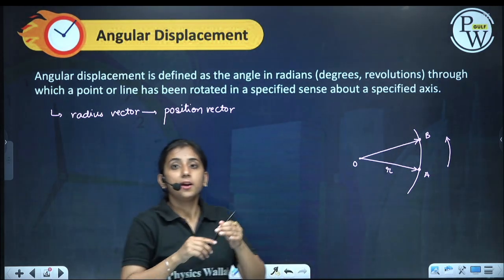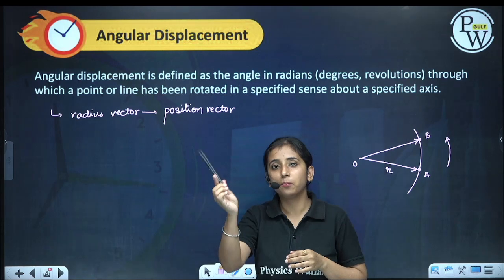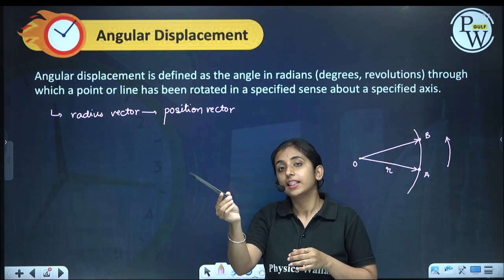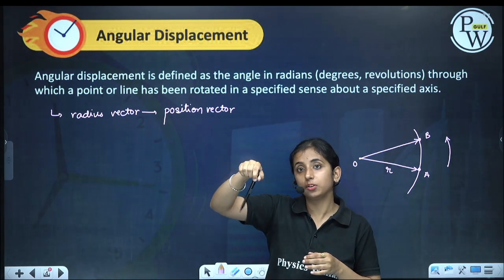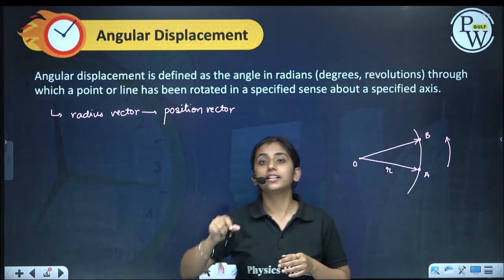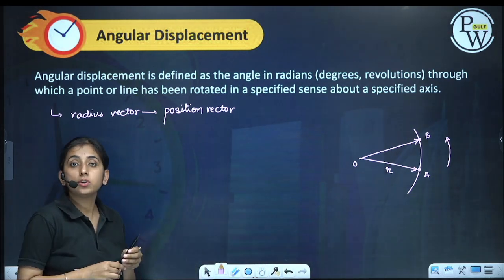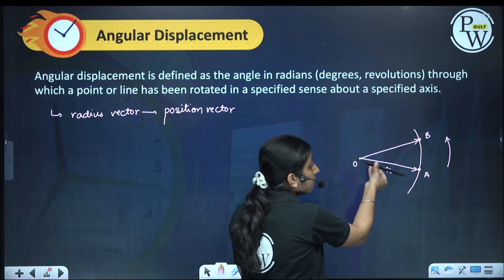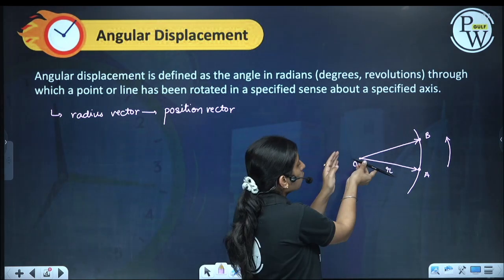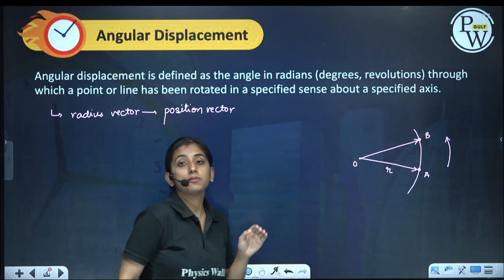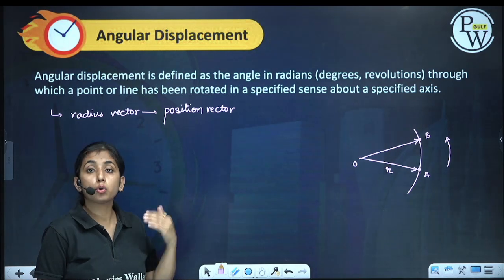When it is moving on a circular path, what is happening? The position vector is changing. Okay, the position vector is changing. The magnitude is not changing. It is at the same distance from the center. So what is happening? The position vector is rotating.